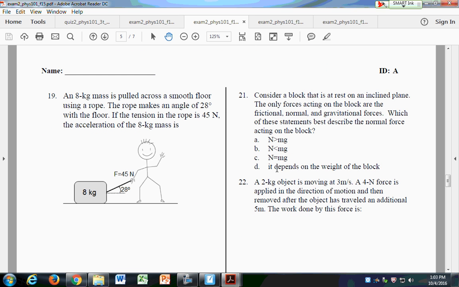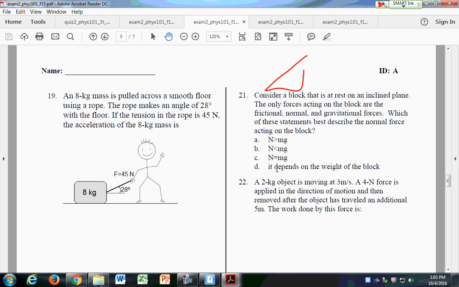Okay, so on an inclined plane, the normal force is related in what way to the weight? If it's on a horizontal plane, the normal force equals the weight. But as it goes on an inclined plane, it's going to be less or more, you think? Less is right. It'll be less.